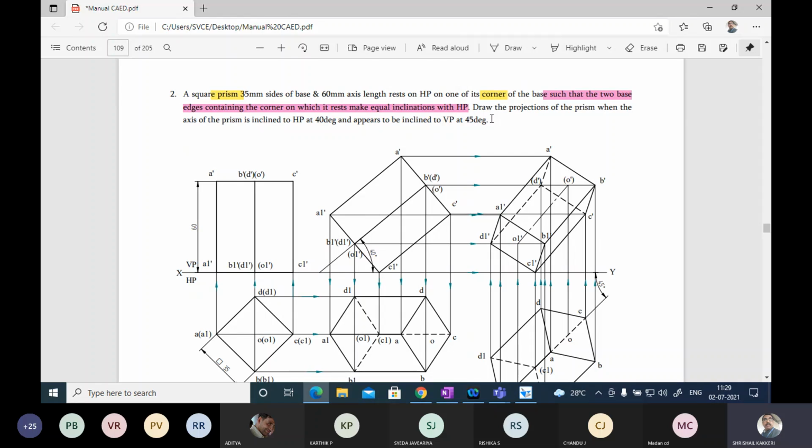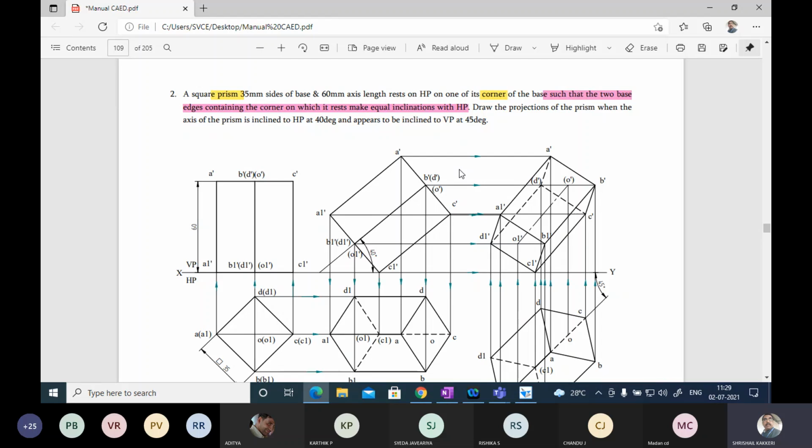Draw the projections of the prism when the axis of the prism is inclined to HP at 40 degrees. At 40 degrees, the axis is inclined to HP. Its inclination I can find on the vertical plane, and it appears to be inclined to VP at 45 degrees.